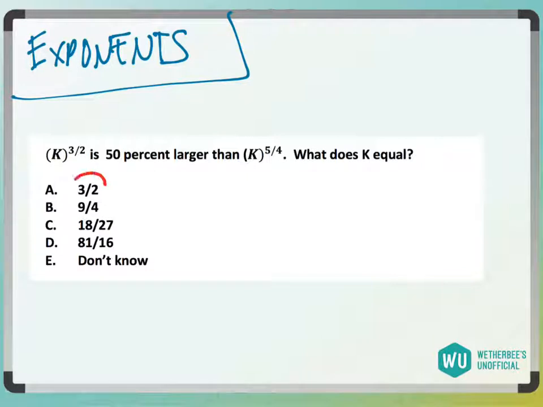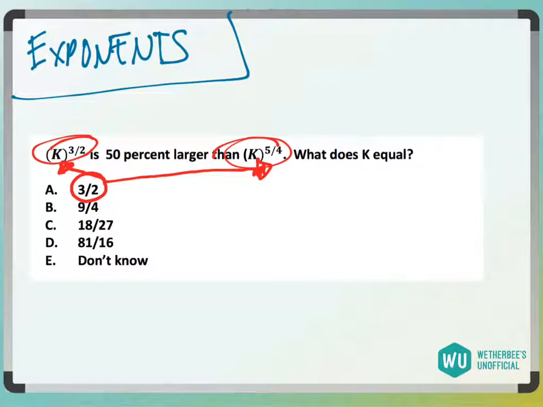So if I wanted to test out A, I would plug A in for K, right? 3/2 to the 3/2, and I'd plug it in my calculator, 3/2 to the 5/4, and I'd check, is this 50% larger than this, right? So you could easily test this out and let your calculator do all the work. It would be a little time consuming, but again, it's a totally feasible way to solve it.